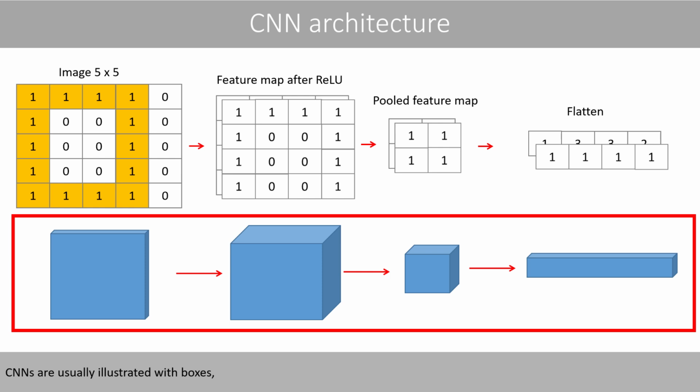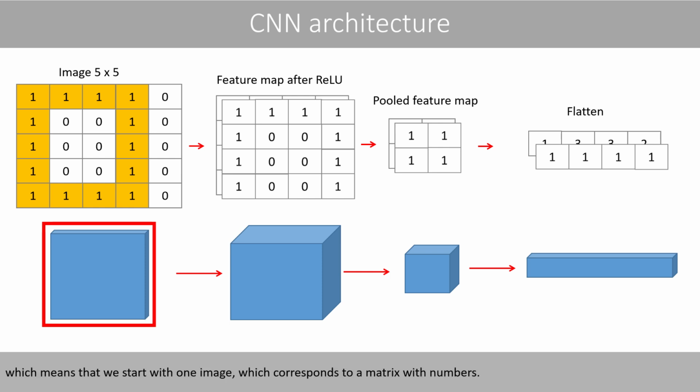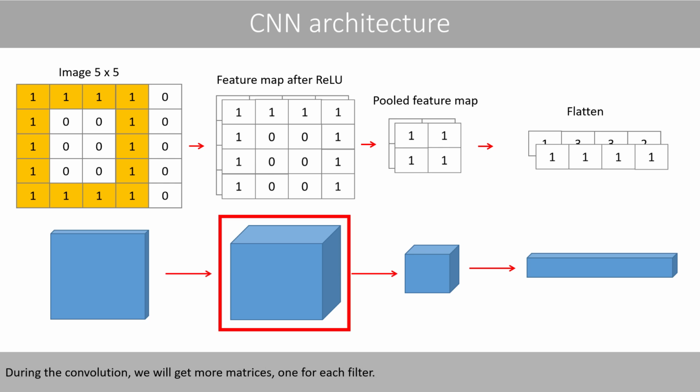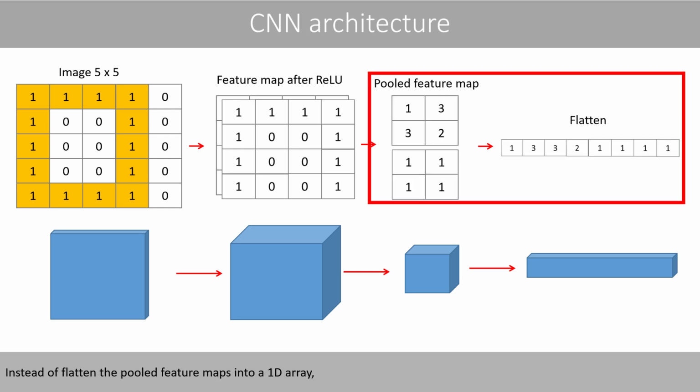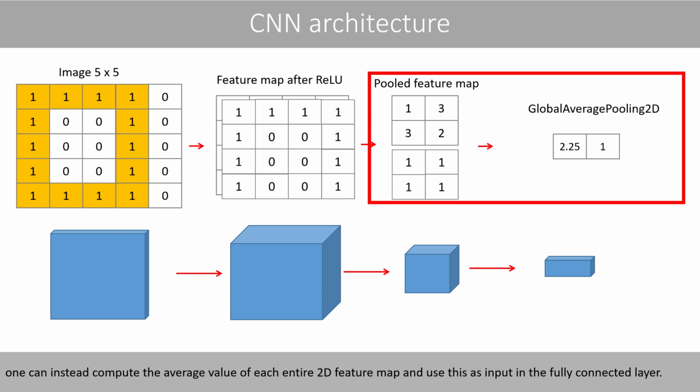CNNs are usually illustrated with boxes, which means that we start with one image which corresponds to a matrix with numbers. During the convolution, we'll get more matrices, one for each filter. After the pooling, the matrices become smaller. Instead of flattening the pooled feature map into a one-dimensional array, one can instead compute the average value of each entire two-dimensional feature map and use this as input in the fully connected layer.